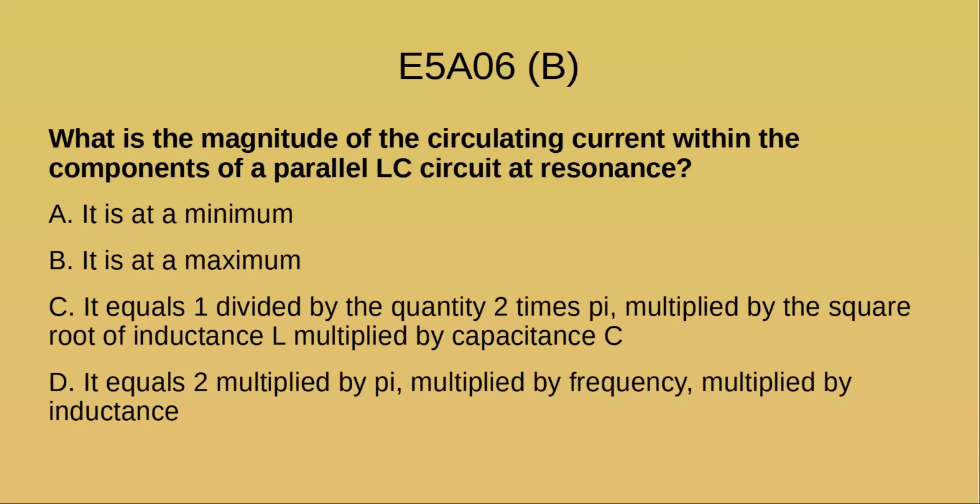What's the magnitude of the circulating current within the components of a parallel LC circuit at resonance? Remember, this is the energy going back and forth between the inductor and the capacitor. When the magnetic field collapses, it creates a current going back into the capacitor and charges it up, and back and forth. So you've got current back and forth.